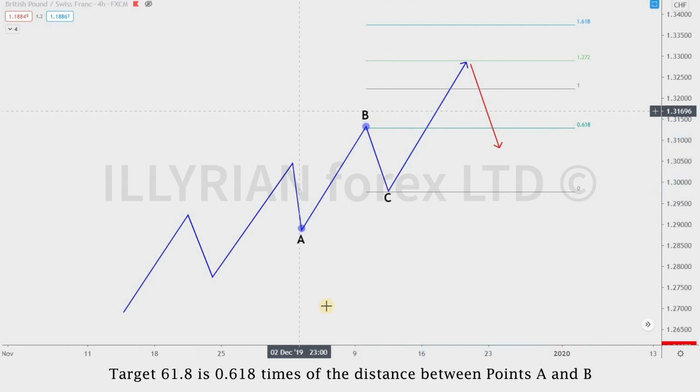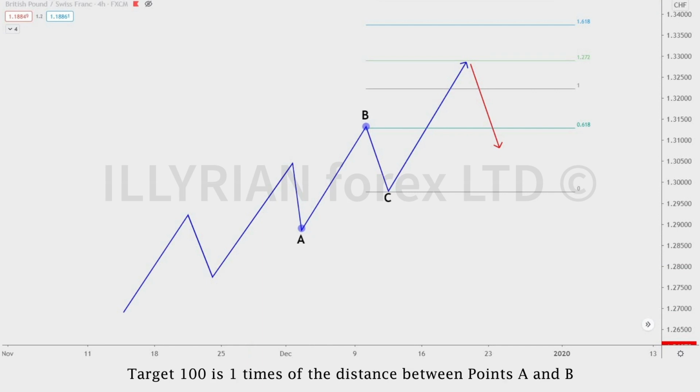Target 61.8 is 0.618 times of the distance between points A and B. Target 100 is 1 times of the distance between points A and B. Target 161.8 is 1.618 times of the distance between points A and B.